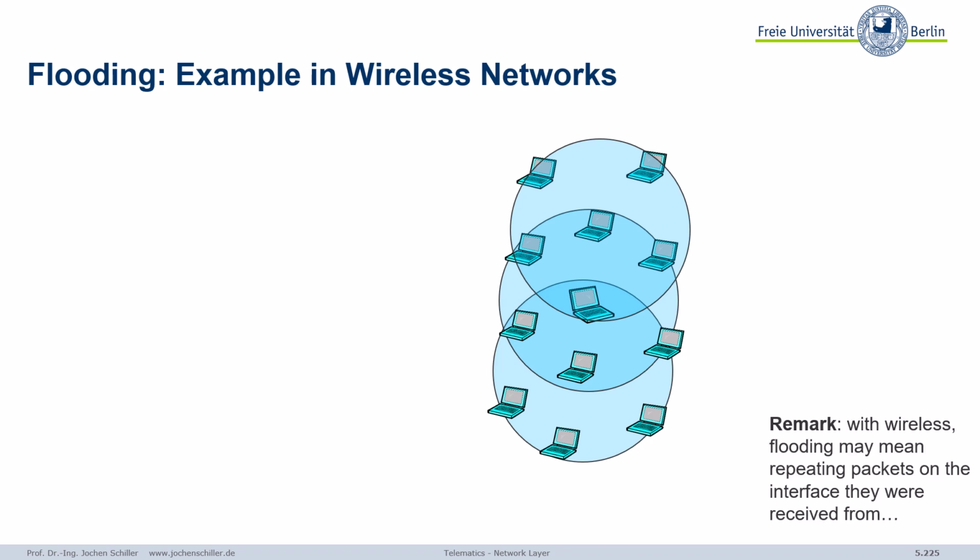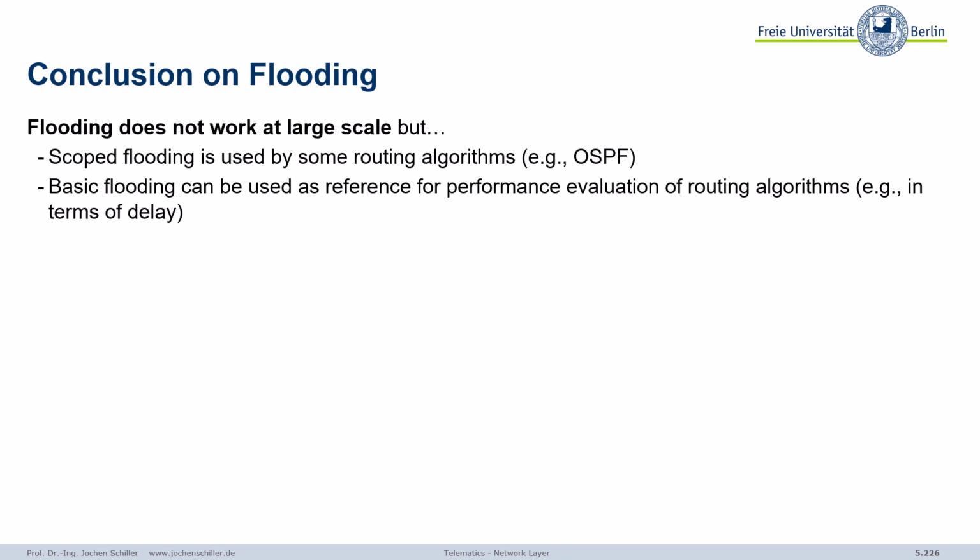So in wireless, just a remark: if you flood, you typically repeat the packet again on the same interface you received it on via your antenna. So yes, you will always receive duplicates, etc. I will come back to this flooding when we talk about ad hoc networks in mobile communication. So yes, flooding is stupid, isn't it? I mean, you flood the network, maybe for small networks, but for large networks, obviously flooding doesn't work at large scale.